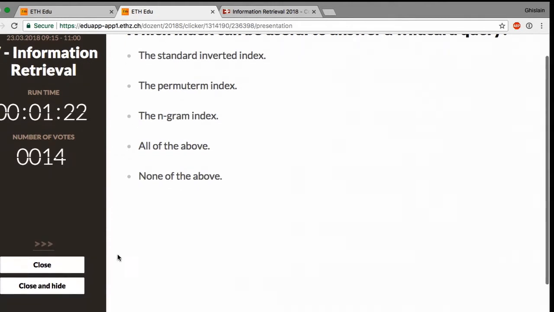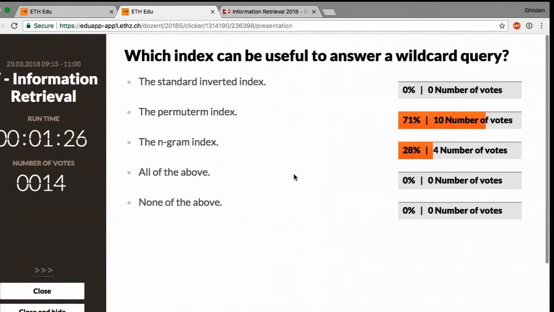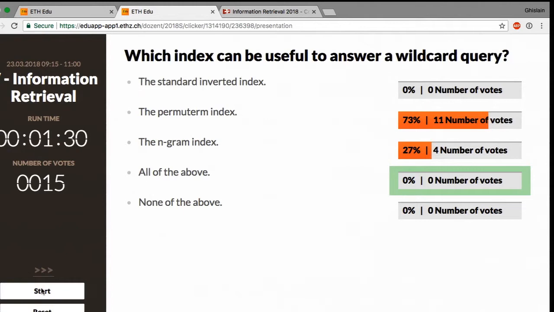Okay, let me show you the results. Oh, interesting. It's actually all of the above. Let me explain to you. First, one thing: the standard inverted index is always here. We are not throwing it away. The standard inverted index is where we map the terms to the documents.